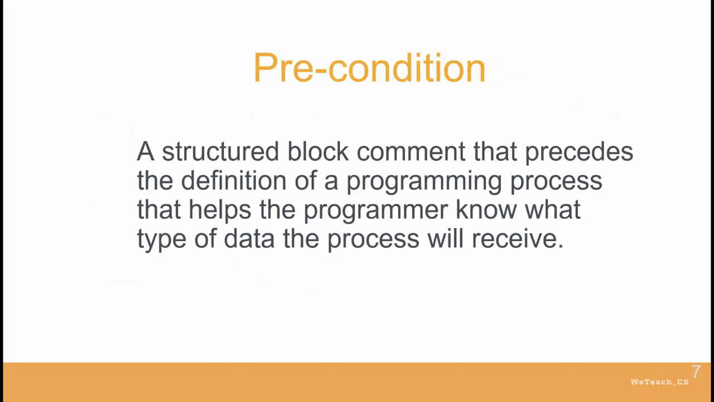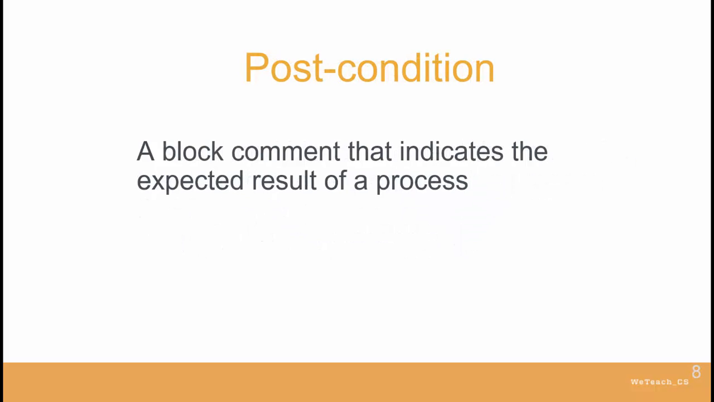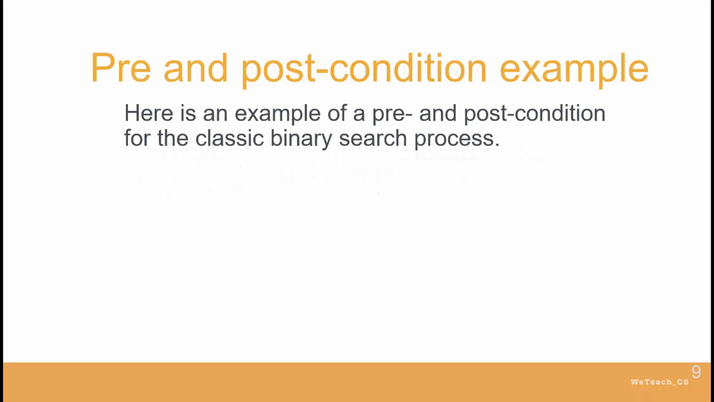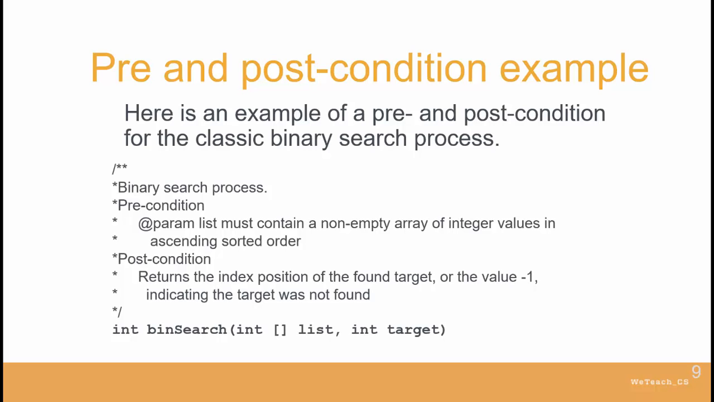Special block comments include preconditions, which designate what a process needs in order to be effective, and postconditions, which indicate what result can be expected from a process. A classic example of a precondition is the one required by a process called the binary search, which requires that the supplied list of data already be in sorted order. The postcondition for that same process would be a returned integer value that shows the position of the found target, or some negative value showing that the target value just wasn't there.